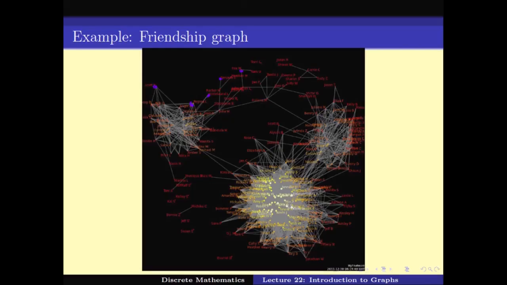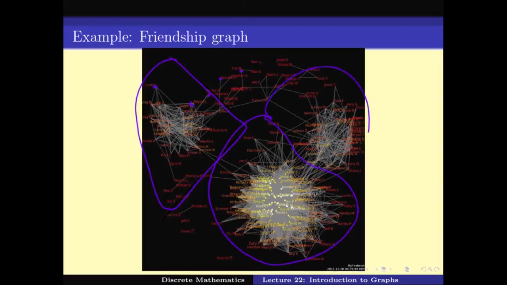This helps us understand the various structures in the friendship graph. For example, in this particular friendship graph, one can say that maybe this set of people are in a particular country, this set of people are in another country, and so is this set of people in another country. So this is called the clustering problem, or understanding the friendship graph to understand some structure of the network.